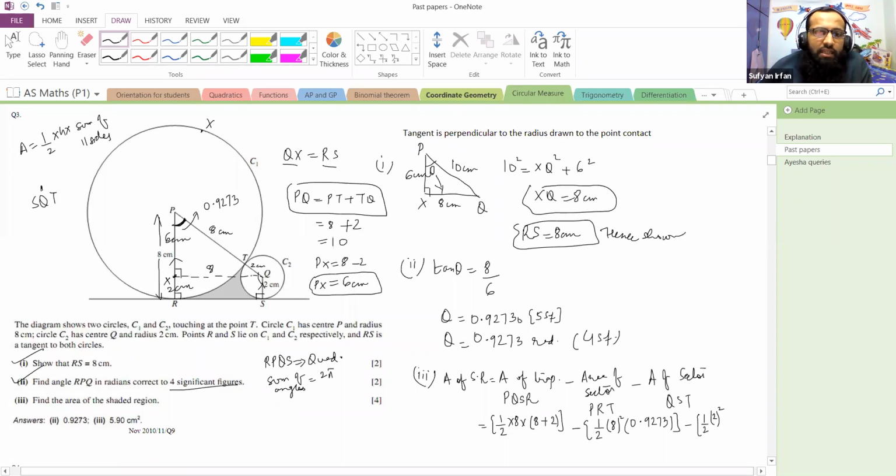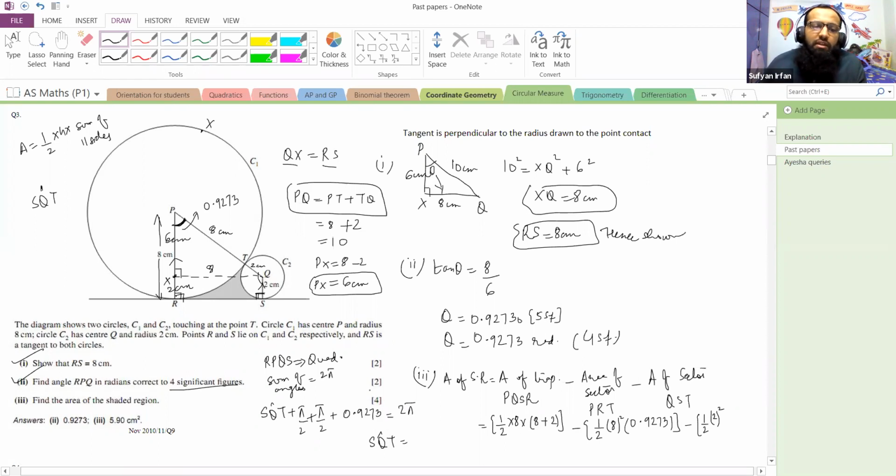So let's name this angle alpha, or let's call it SQT. So angle SQT plus this is 90, this is 90, which means pi by 2 plus pi by 2 plus pi by 2 plus 0.9273. These are four angles in total. Adding up all the four angles and equating it to 2 pi, now we can find SQT.